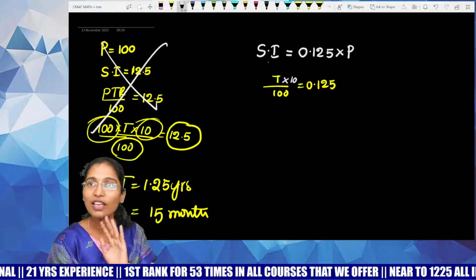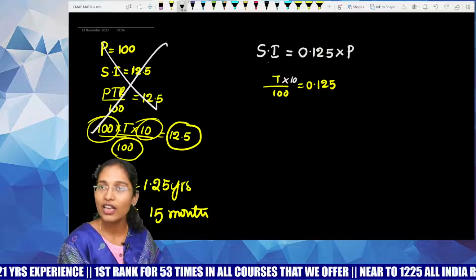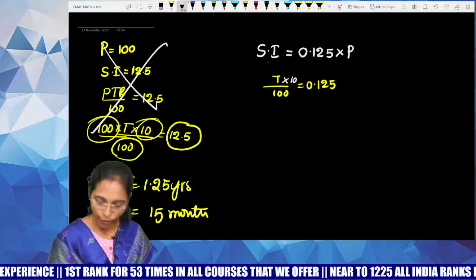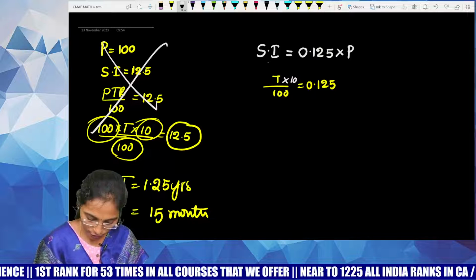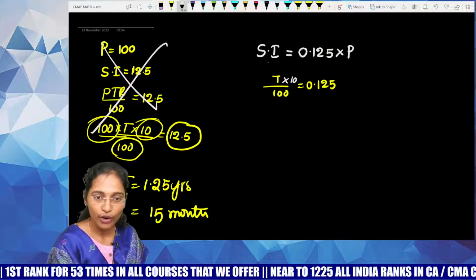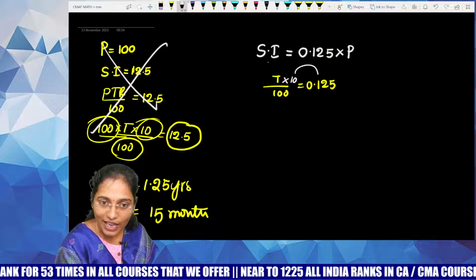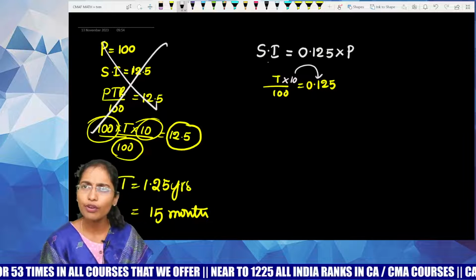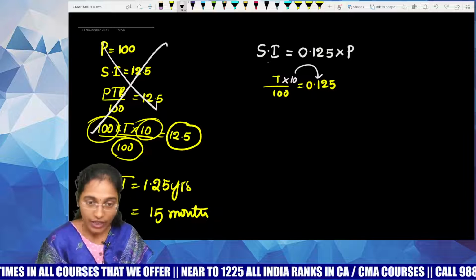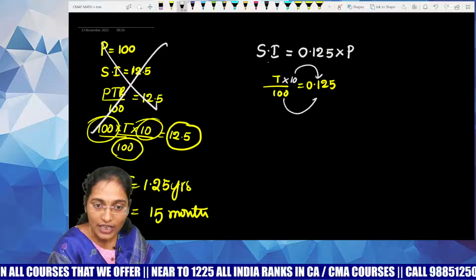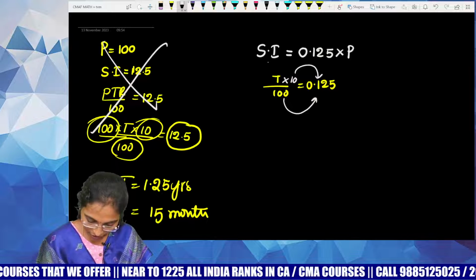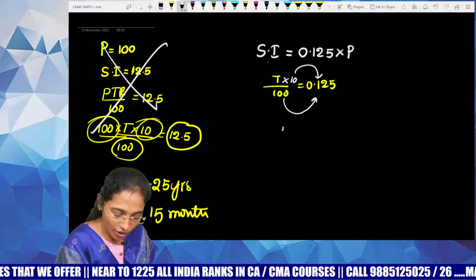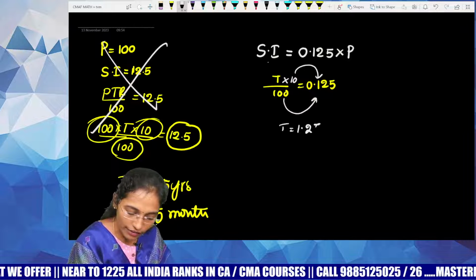Start off with a single figure. What is the single figure that is there? It is at the right side, which is 0.125. Now, if you take this 10 to the right side, it will become divided by 10, no? Next, if you take this 100 to the right side, it will become into 100. So the same answer, guys. Again, I got T equals to 1.25 years only.